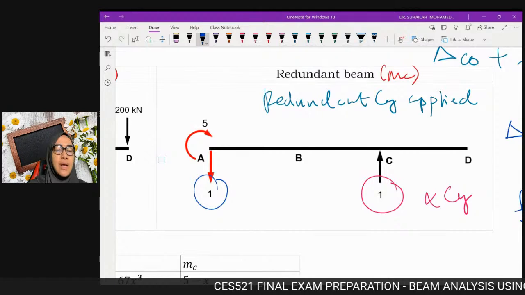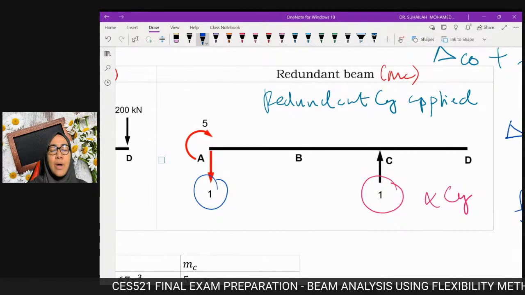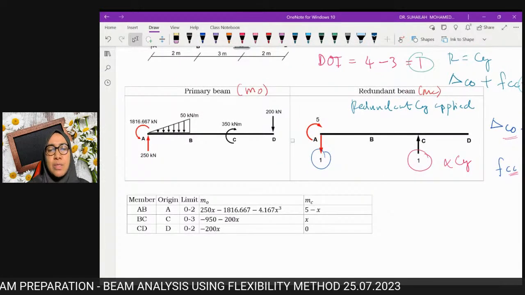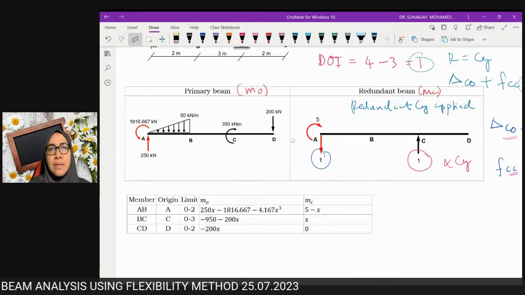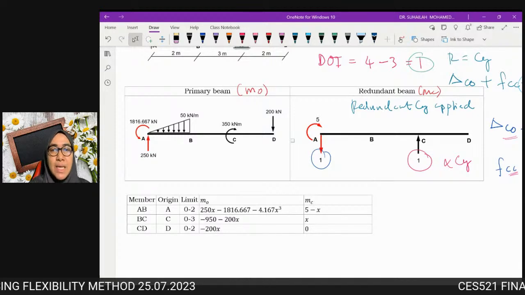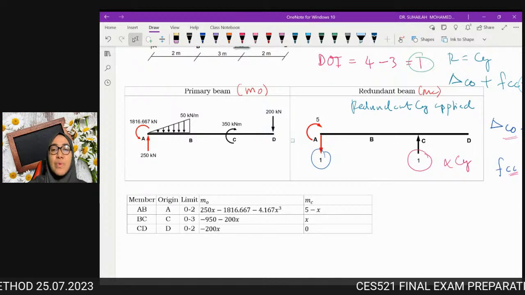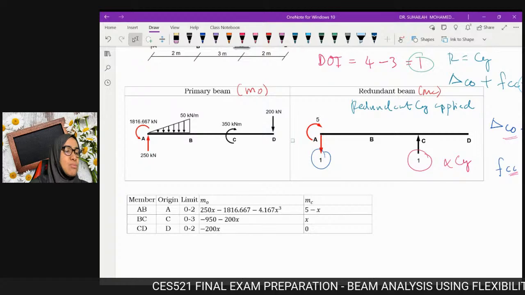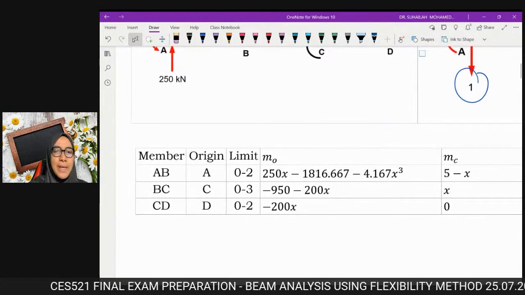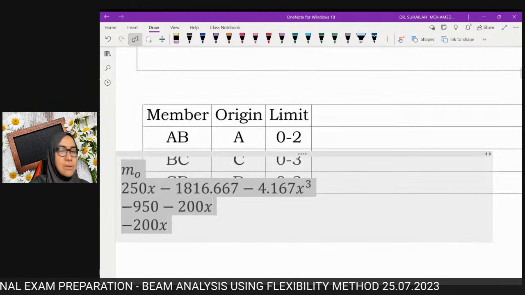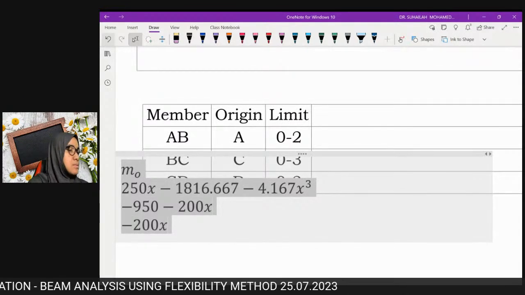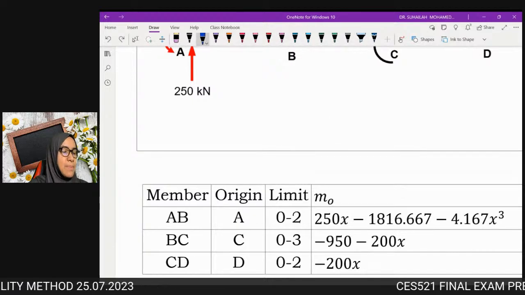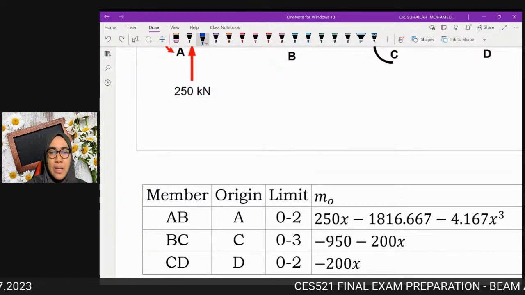So these are actually two determinate beams. One is called the primary beam, another is called the redundant beam. One is M naught, one is MC. After this we will write the moment equation. To write the moment equation for member AB, we will have three cutting sections: A to B, B to C, and C to D.